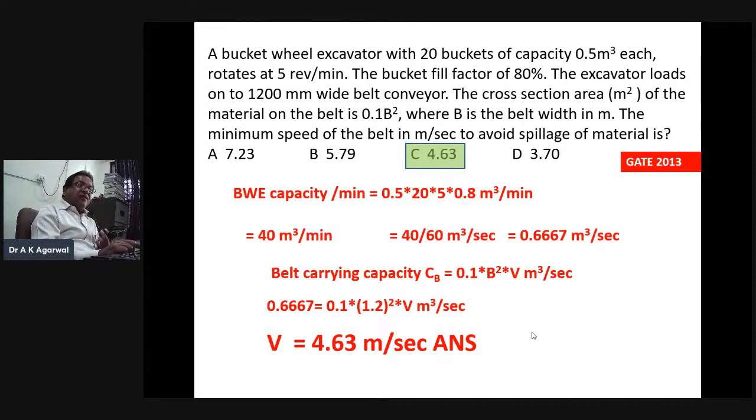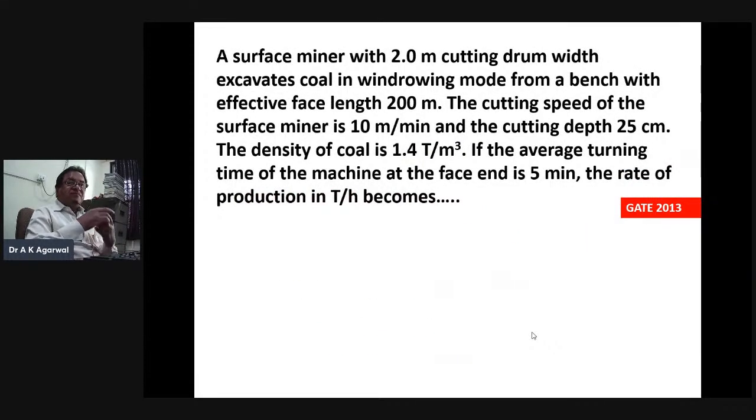Okay, let us take another different type of problem. A surface miner with 2 meter cutting drum width excavates coal in windrowing mode from a bench with effective face length 200 meters. The cutting speed of the surface miner is 10 meters per minute and the cutting depth is 25 centimeters. The density of coal is 1.4 ton per meter cube.